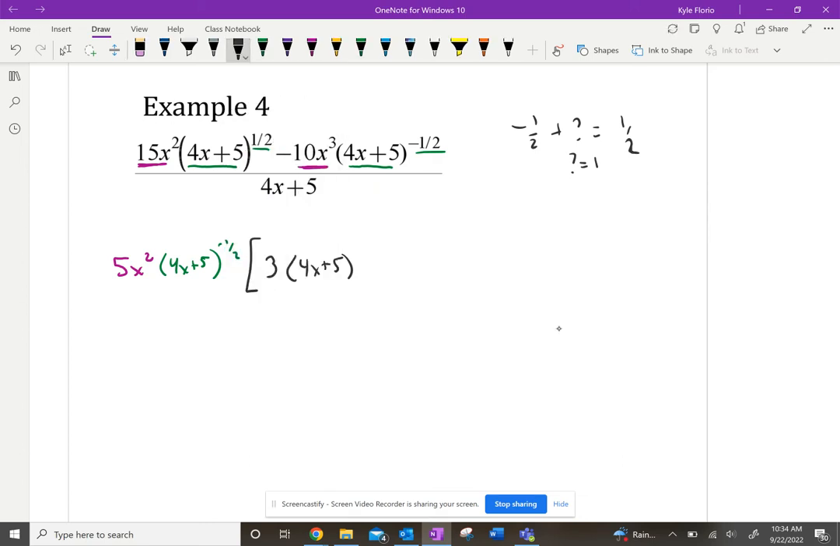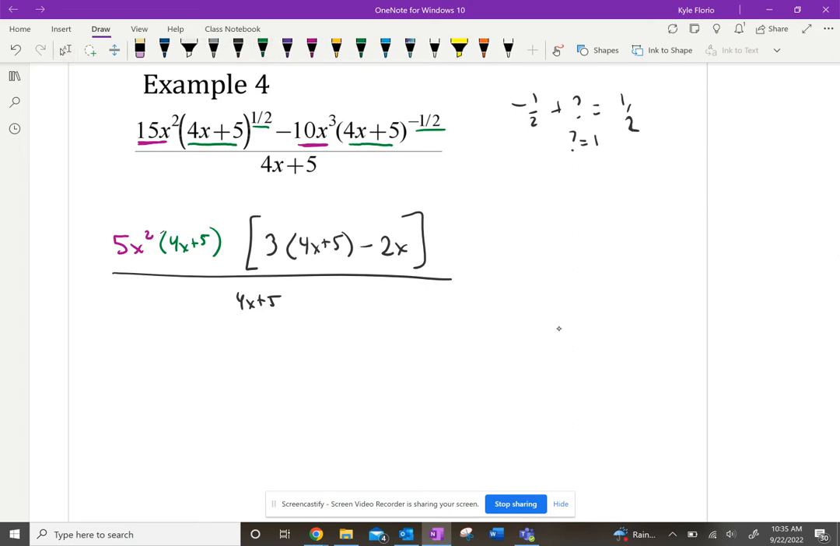Moving on. So that's the first chunk. Now the second chunk, we took out a 5x squared, so there's going to be a 2x left over. And the 4x plus 5 to the negative 1/2, we took that entire thing out, so there's nothing left to take out. And I'm left with 4x plus 5.